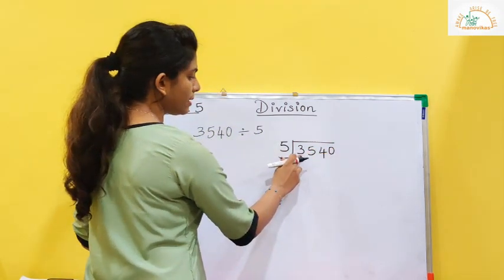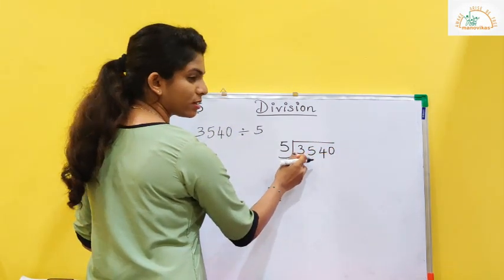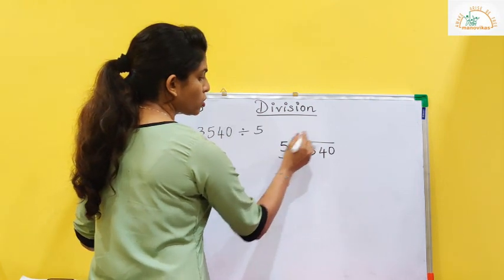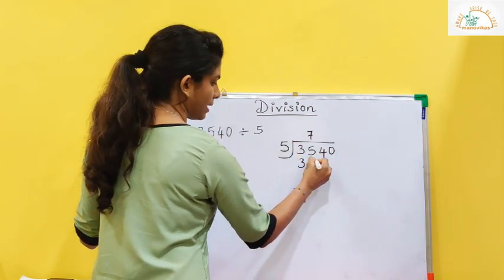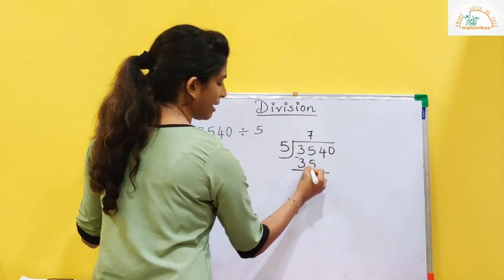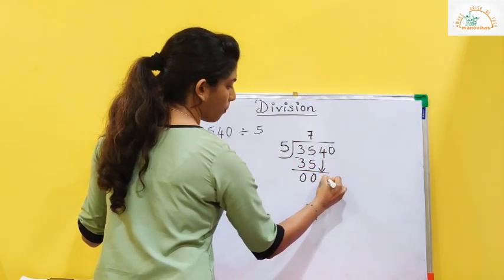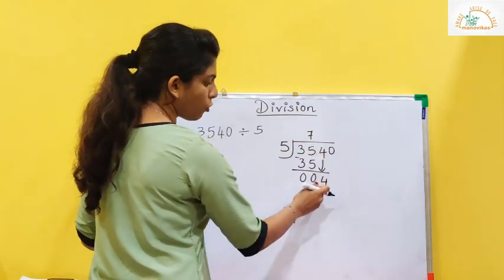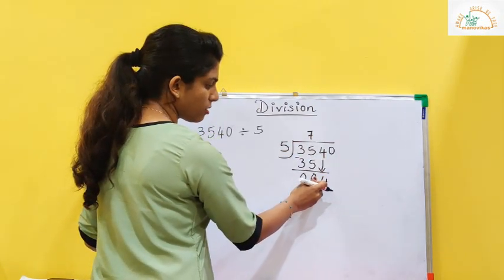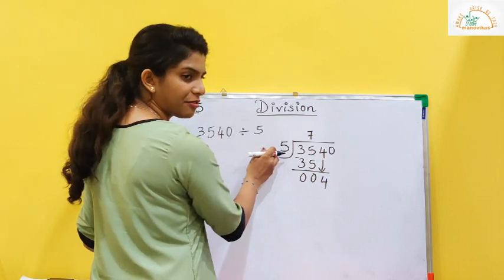Now you know that 3 is smaller than 5, so we have to look at these 2 digits, that is 35. So 5 sevens is 35. 35 minus 35 gives me 0. I bring down 4. Now I brought 4 already.